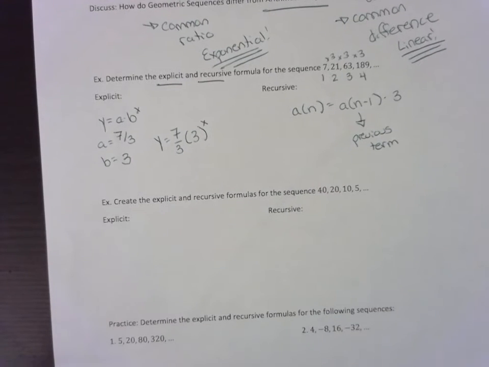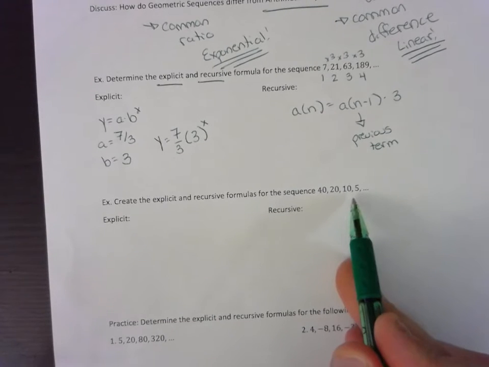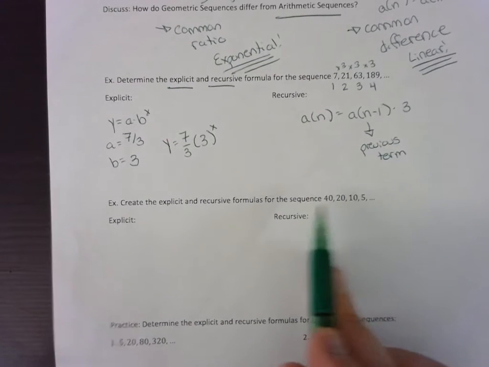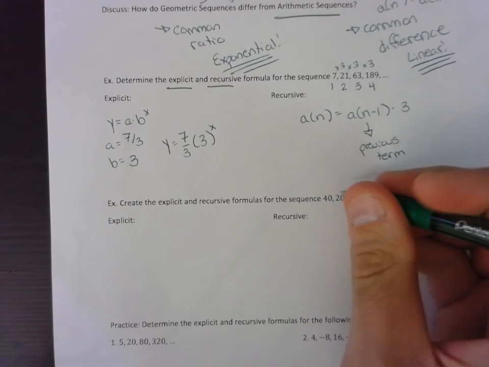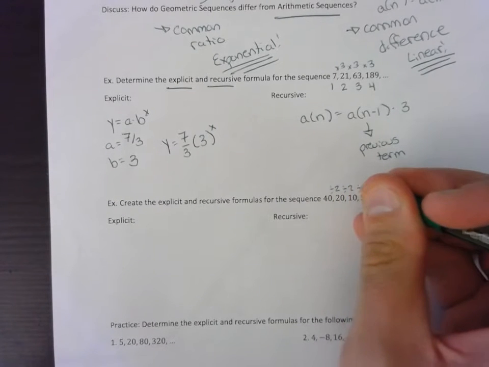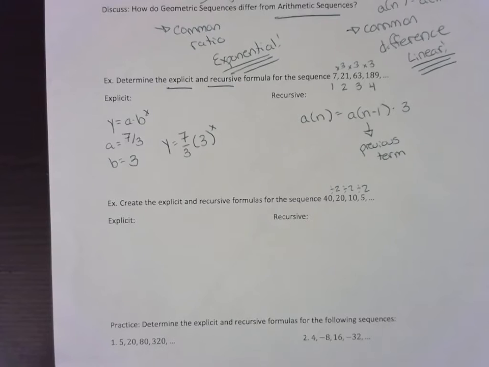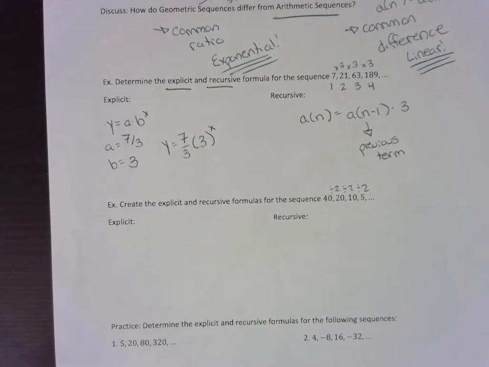Second example, create the explicit and recursive formula for the sequence 40, 20, 10, 5. Now, if you're looking at this, you're probably like, oh, Mr. Z, this is easy. We're just dividing by 2, right? I mean, we are, essentially. But with these exponential functions, guys, remember, it's a growth or decay rate. We're not dividing by anything.